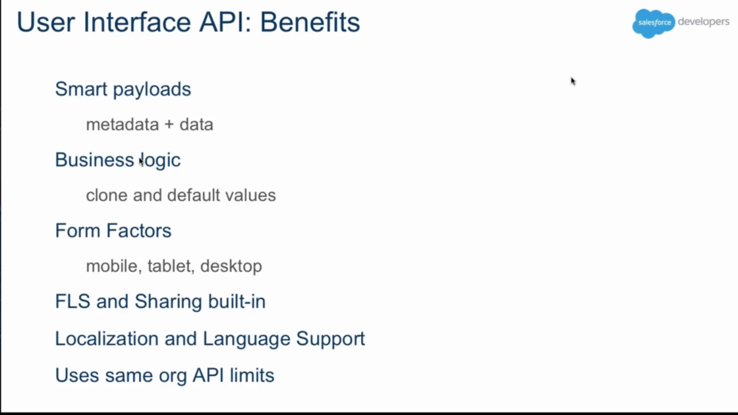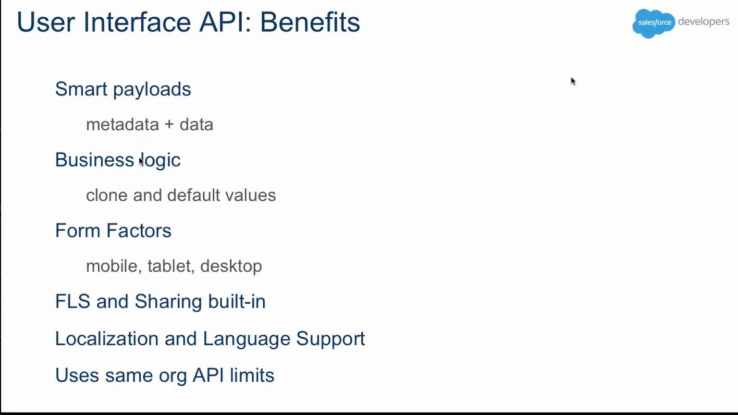So let's talk about some of these benefits that I hinted at with regards to what makes the user interface API so good to work with. Well, the payloads are smart. We have payloads that give you data and metadata together. That saves you time for making additional API calls. It makes for smaller payloads. So there's really a lot of advantages to doing that. We also provide business logic that you may not find in other APIs, such as providing you with clone values or default values for a record when you're trying to work with records and create new records, etc.